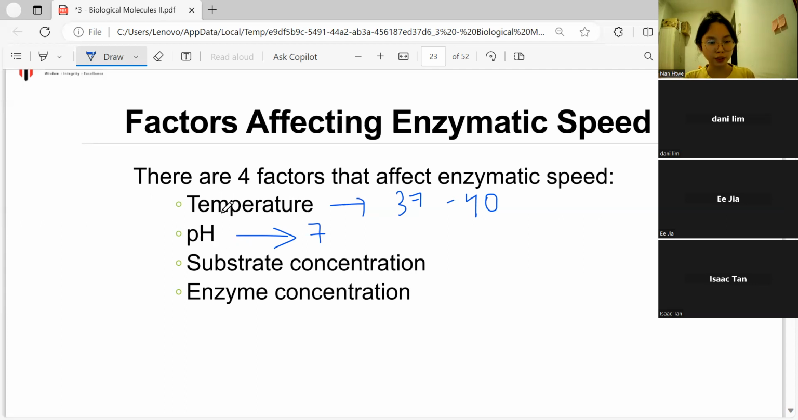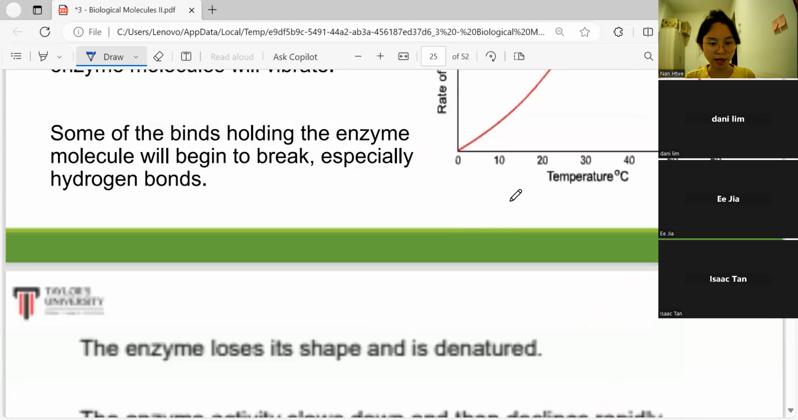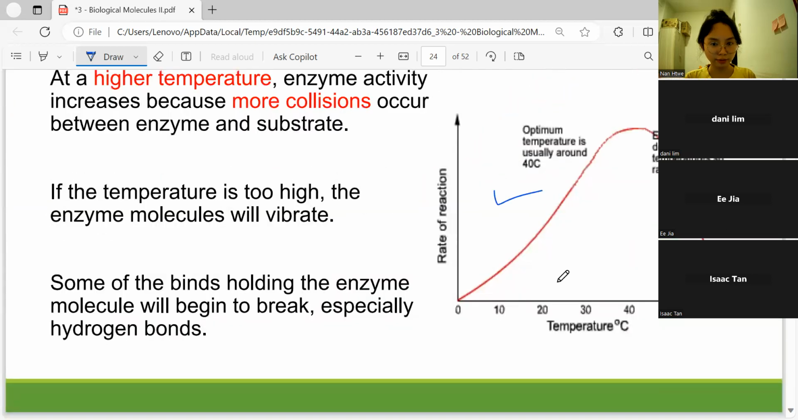But then, for the enzyme of bacteria which can survive in high temperature, maybe the optimal temperature is high. For example, this one. You need to know this graph. So this is the optimal temperature, and you can see that the rate of the reaction is the highest here. But as the temperature increases beyond this, the rate of reaction goes down. You need to know this graph.